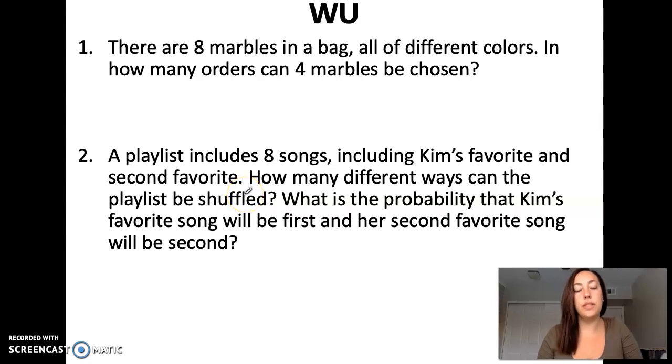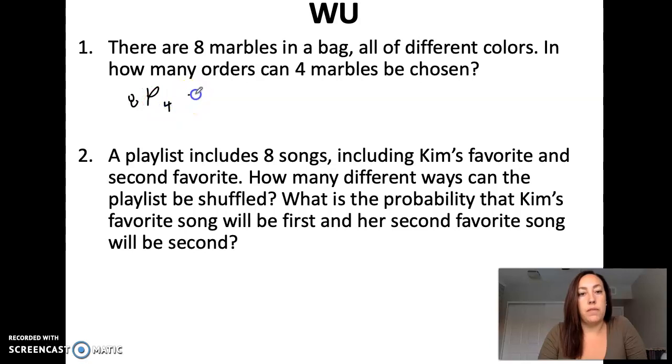Everyone, let's review some concepts from what we did in 21.2 about permutations before we move on to combinations in the next lesson. So the first question is, there are 8 marbles in a bag, all different colors. How many orders can 4 marbles be chosen? That word orders is important because it tells us that order matters, which means we're going to be doing a permutation to calculate this. That's going to be important today because we're going to learn about combinations, so just keep that in mind. All right, so we have 8 marbles, and we are picking 4 of them.